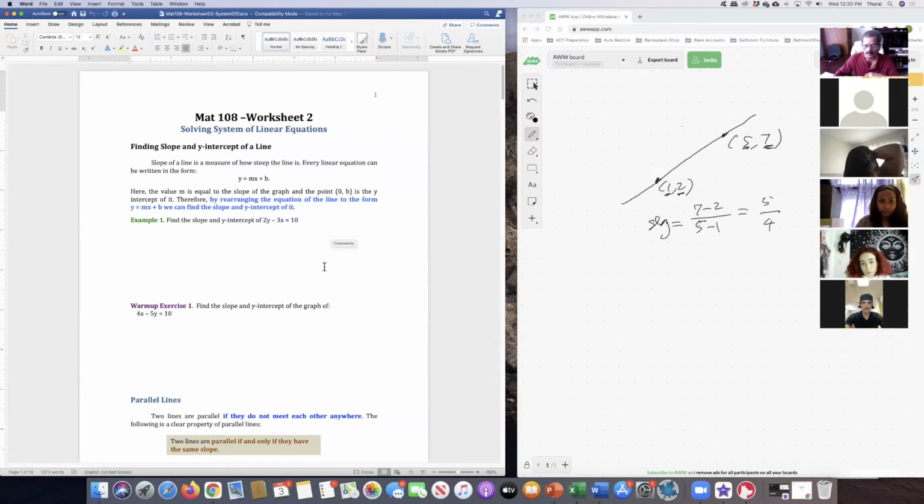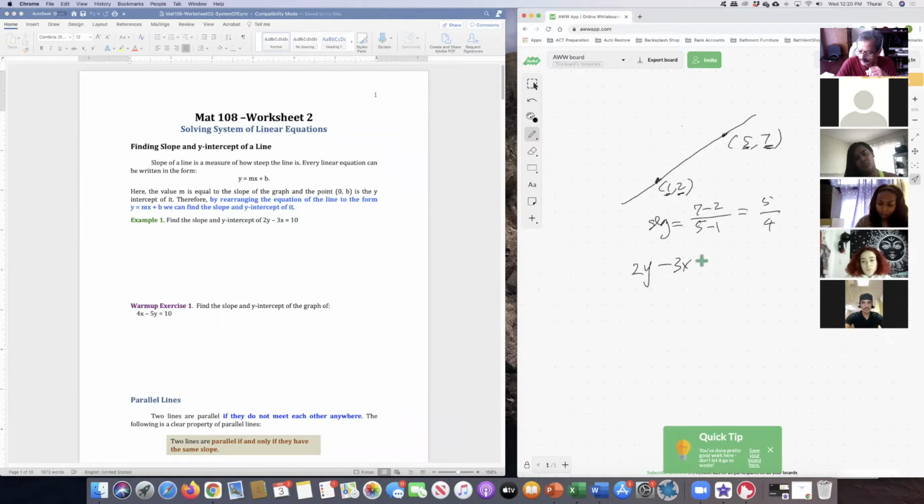Okay, so let's do this problem on the board. 2y minus 3x equal to 10. What you need to do is rearrange it in the form y equal to mx plus b. And that means I had to add 3x to both sides to move the 3x to the right side. I had to get the y by itself on the left. So I move the 3x over. Then I get 2y equal to 3x plus 10.